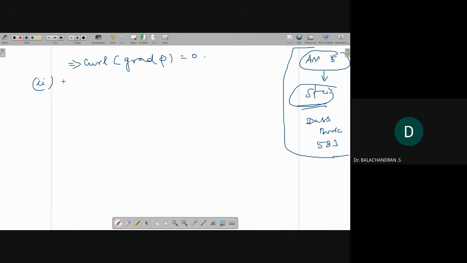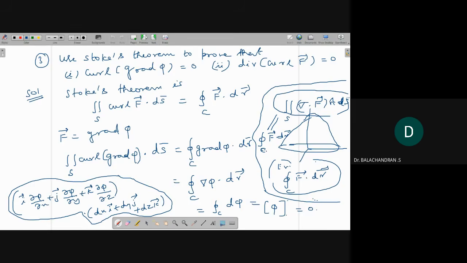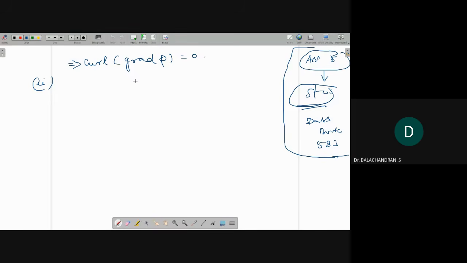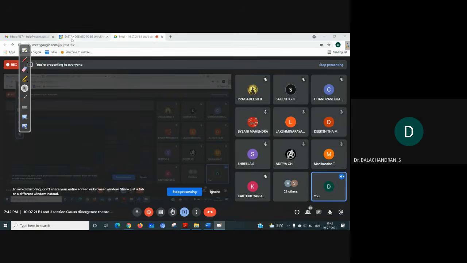Subdivision 2. What is subdivision 2? Subdivision 2 is that the divergence of curl F is equal to 0. We need to prove the divergence of curl F equal to 0. Now here I am going to use both the Gauss divergence theorem and Stokes theorem. I need to finish before 8.